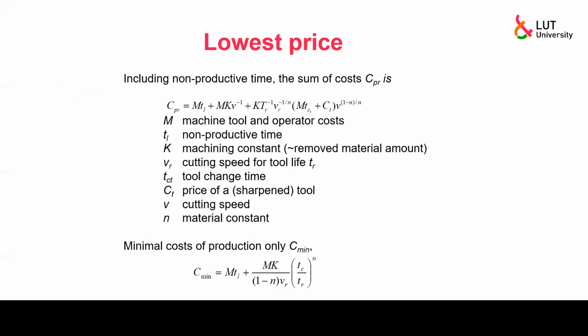Lowest price, okay. So including non-production costs, then we can expand the formula. So now it is taking into account a model of how many tool changes we need to do, and we have this. TR is the reference time for tool life. VR is the reference speed for cutting, and K is roughly the amount of material we need to remove.